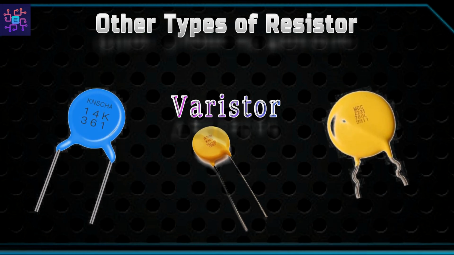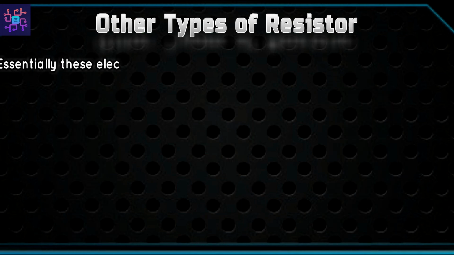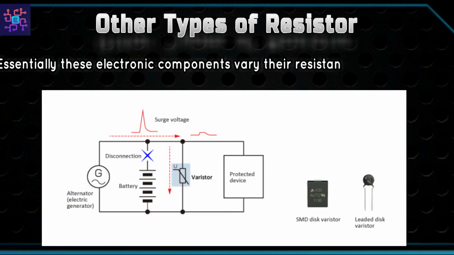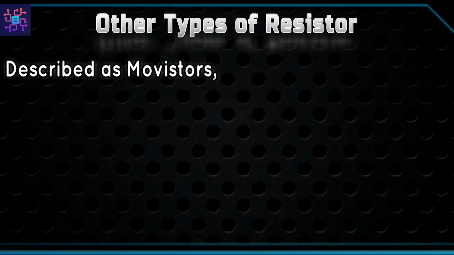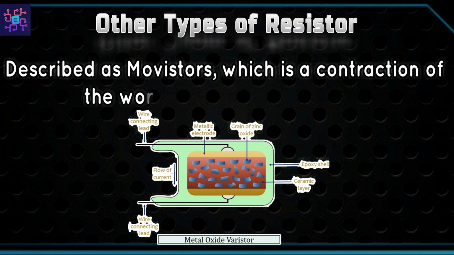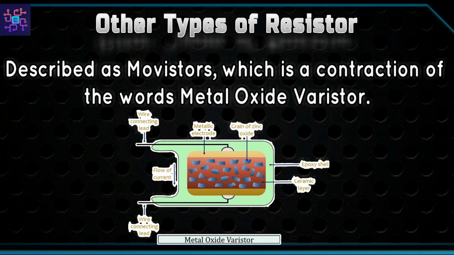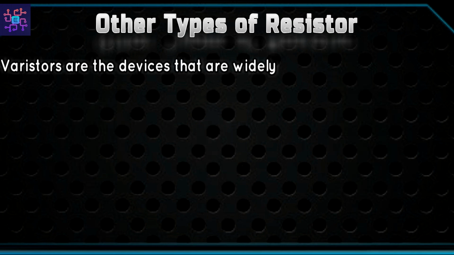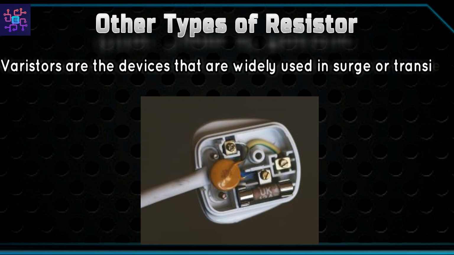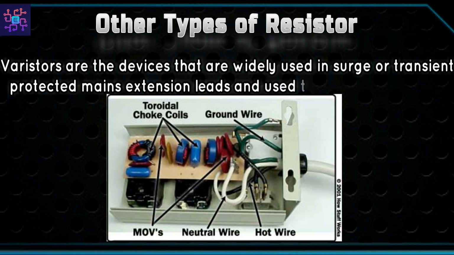Varistors are available in a number of forms. Essentially, these electronic components vary their resistance with the applied voltage, and as a result, they find uses for spike and surge protection. Often they may be described as movistors, which is a contraction of the words metal oxide varistor. Varistors are widely used in surge or transient protected mains extension leads and used to protect computers. It should be remembered that each time the varistor receives a spike, its properties change slightly.